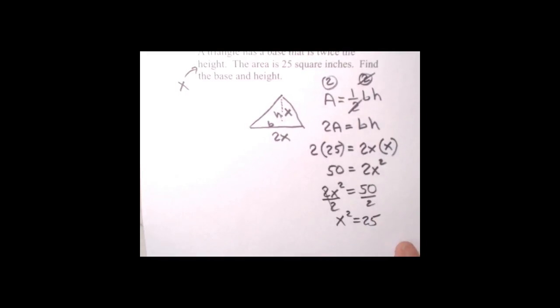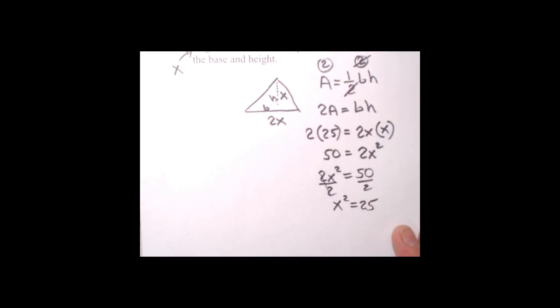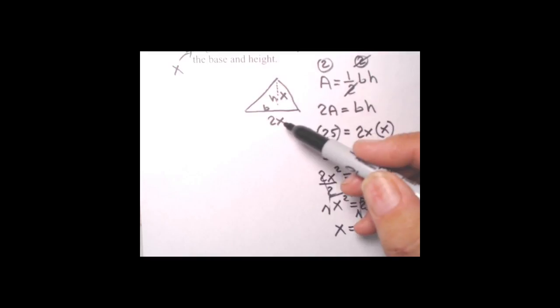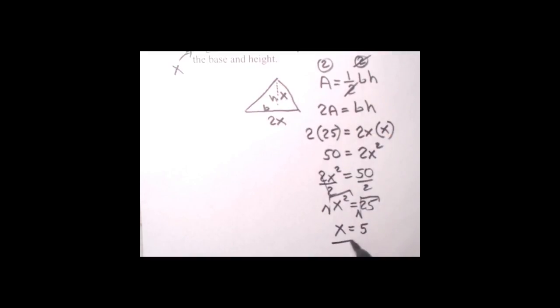Well, you probably know what x is yourself, but officially, this is what you do. You take the square root of both sides. Here we go. Square root of x squared is x. Square root of 25 is 5. Now, officially, the square root of 25 is both plus and minus 5. But since we're dealing with a geometric figure here, the minus values don't work, because I can't have a triangle that has a height of minus 5. That just doesn't work. So here it is. x equals 5 is what we're going to use.